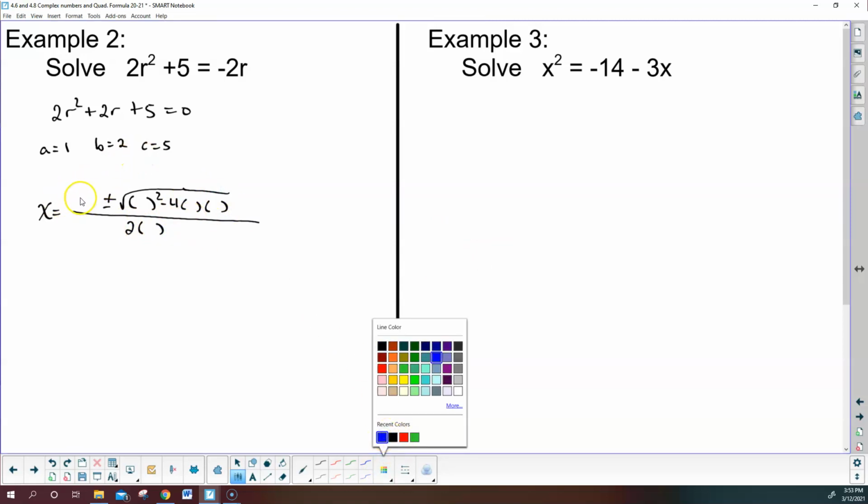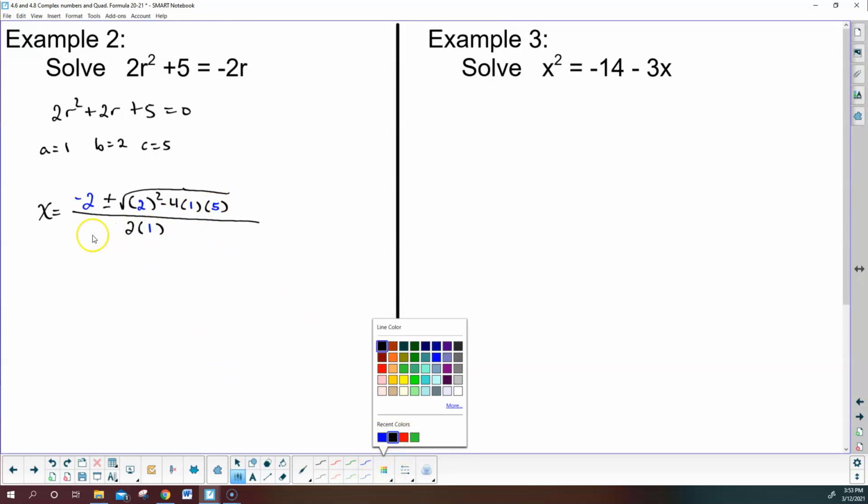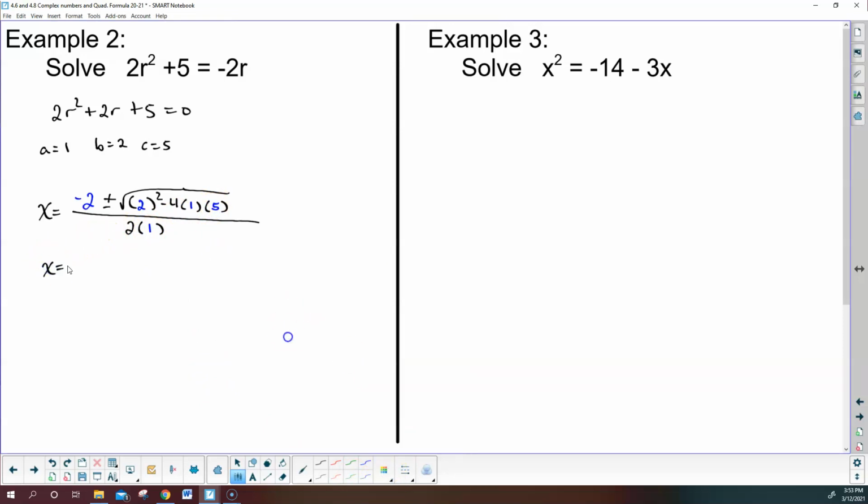So first part is opposite of b. Well, b is 2, so the opposite is negative 2, plus or minus the square root of b squared, 2 squared, minus 4 times a times c, all over 2 times a. And then we're just going to simplify all those pieces.